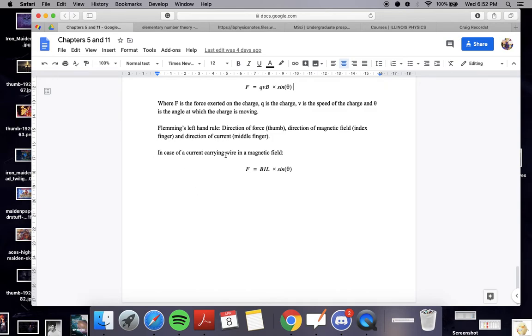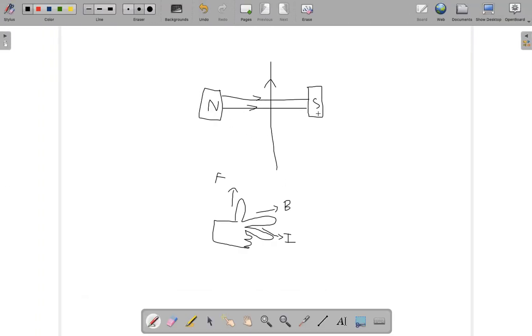And now to determine the force of a current carrying wire in the magnetic field. In this case, we use F equals BIL sin theta. Once again, the angle at which it intersects the flux line does matter. Let's say this is theta.